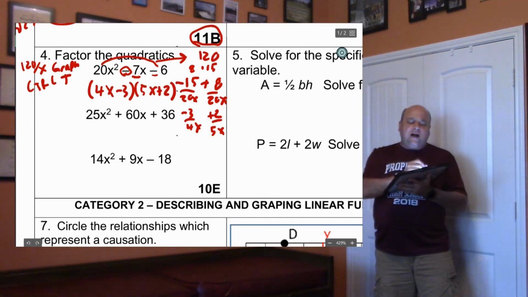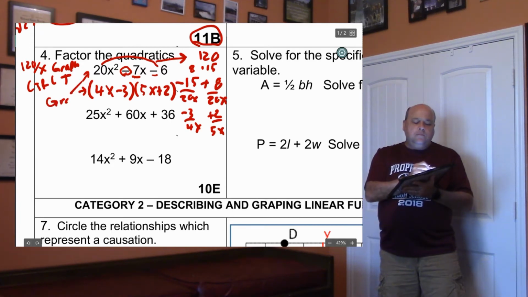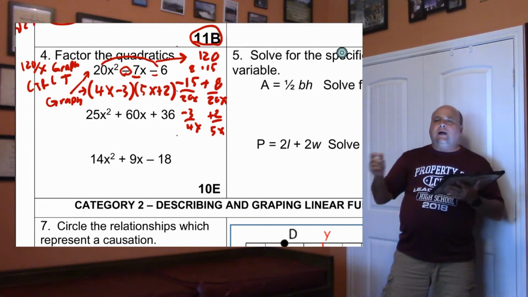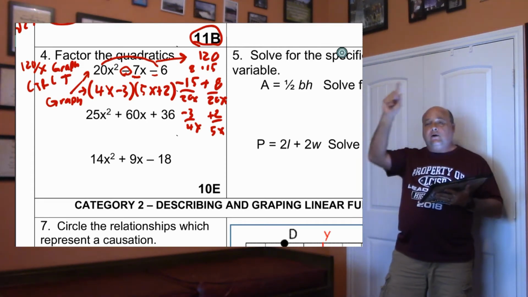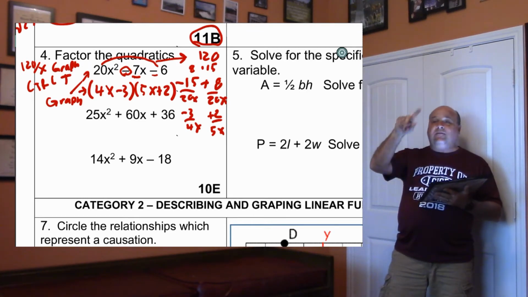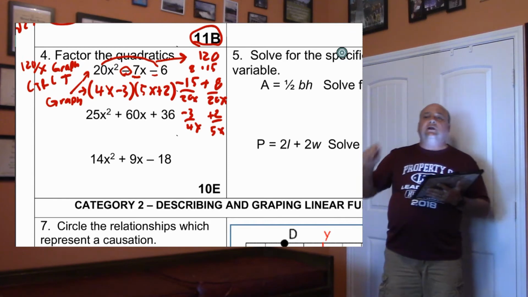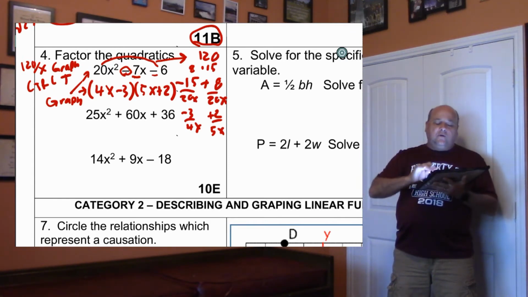Remember, if you were to graph both of these, they're going to graph the same curve. If you were to graph 20x squared minus 7x minus 6, hit enter, it graphs a parabola. If you were to graph 4x minus 3 times 5x plus 2, put the parentheses in there, it's going to graph the same parabola. That's how you can work the problem backwards. Let's go to the next one.